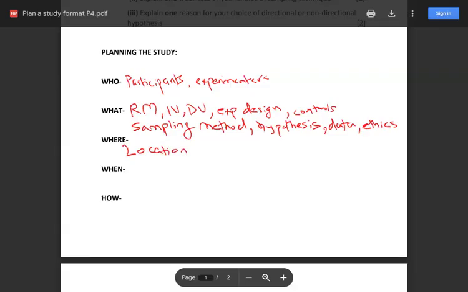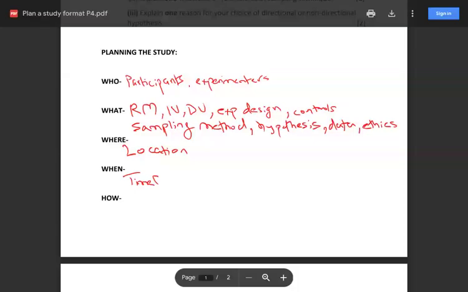It wouldn't make sense to do a lab experiment. I think this would be better suited for a field experiment. So we could do it at the clinic where the patients are coming to get treated, okay? So they're coming and getting CBT sessions. So it would be a field experiment. It would be the clinic of the researchers, right? So that's pretty straightforward. When is the time?